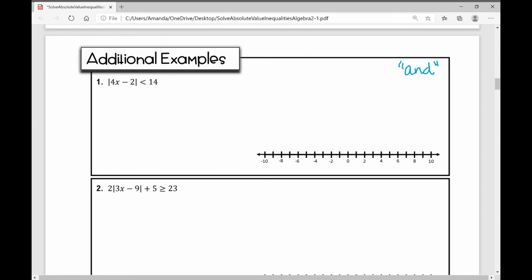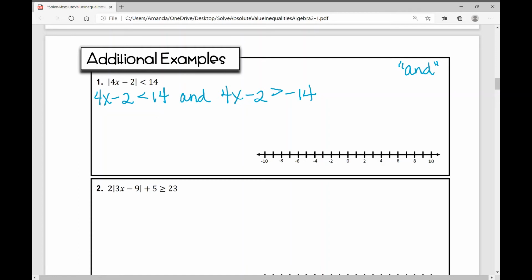So now I'm going to set up my two cases. In the first case, I just drop my absolute value bars: 4x minus 2 is less than 14, and then I'm going to solve. My other case, I'm going to drop the absolute value bars, 4x minus 2, but then what do I do? I flip the sign, switch the number. And now I'm just going to solve these two inequalities.